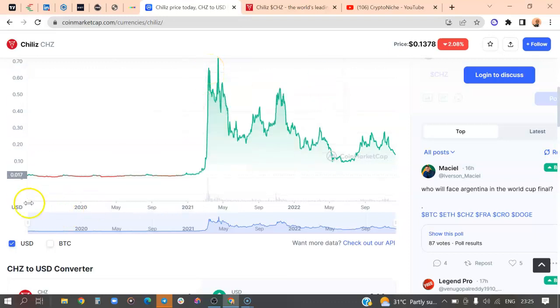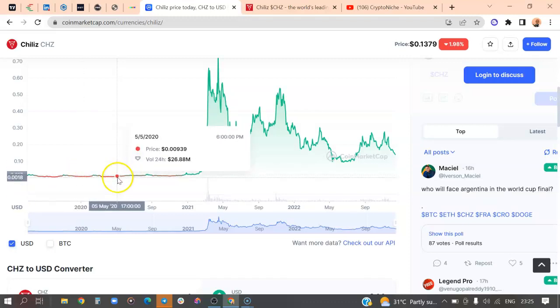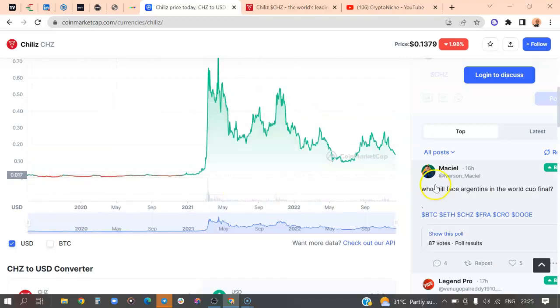It was massive. People made more than 20x, 30x by holding Chiliz coin. As you can see, starting from 0.07 to 0.17, that is 10x, and at 0.34, that is 20x. That is over 20x return on investment. So here is the question: can Chiliz do it again?